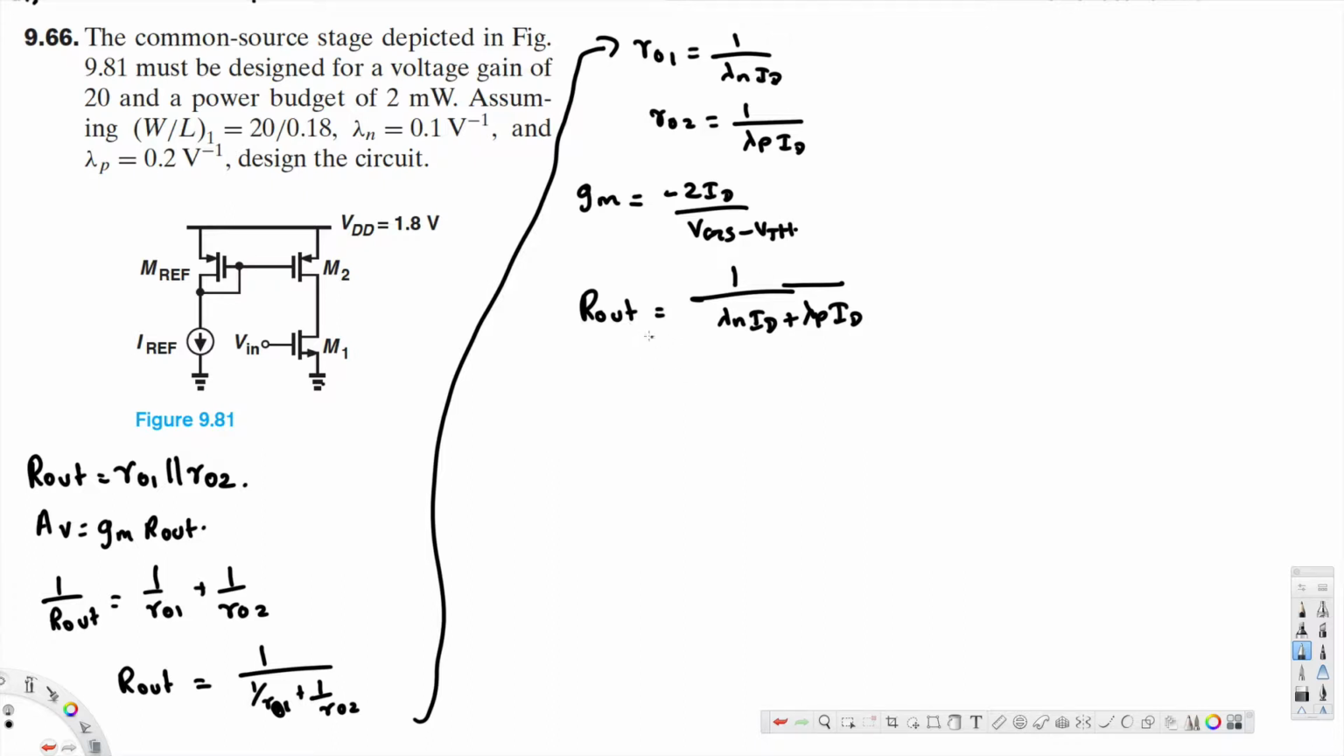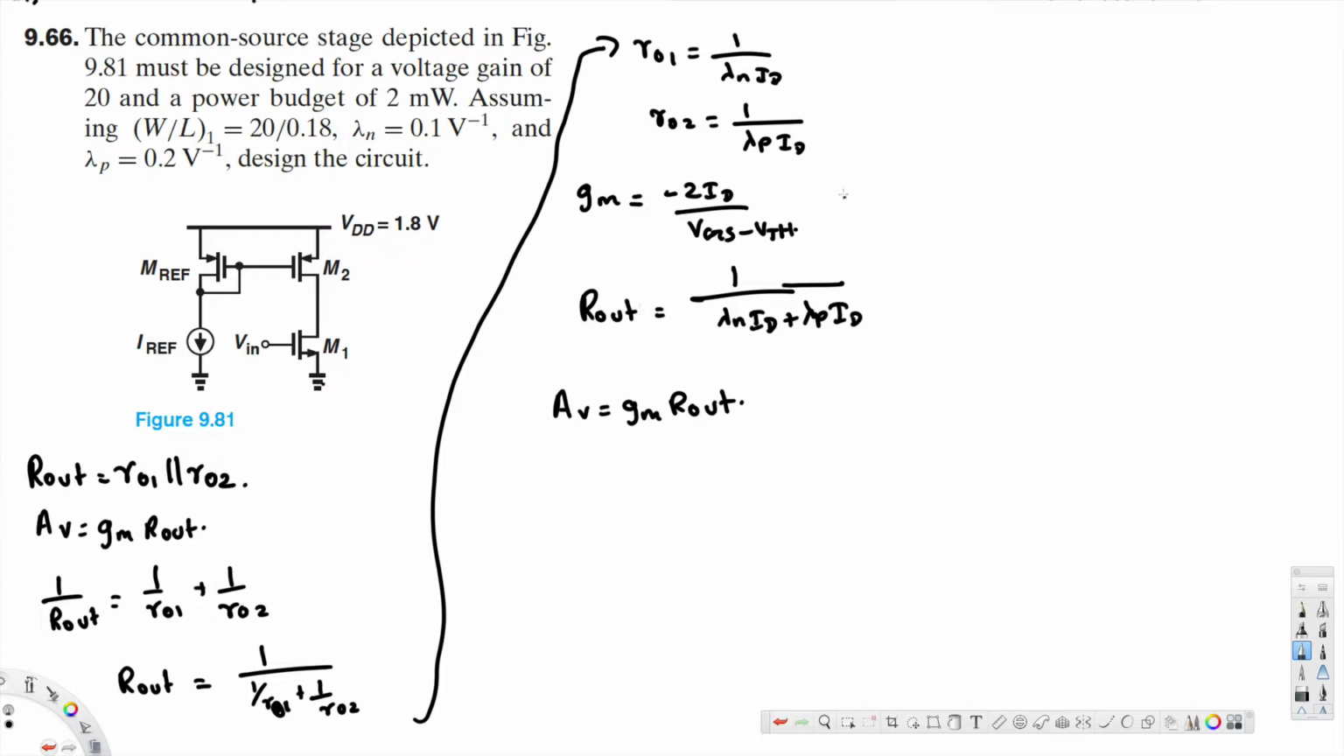But here our purpose is to find out the gain. Actually, gain is given. We have to design a circuit that will give a gain of 20. Okay, now gain is given. Let's go ahead and create the equation. Gain, AV, is equal to GM times R out.